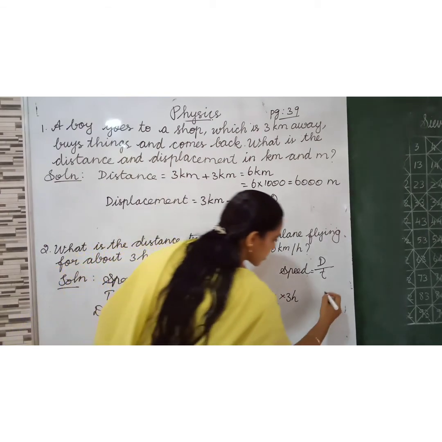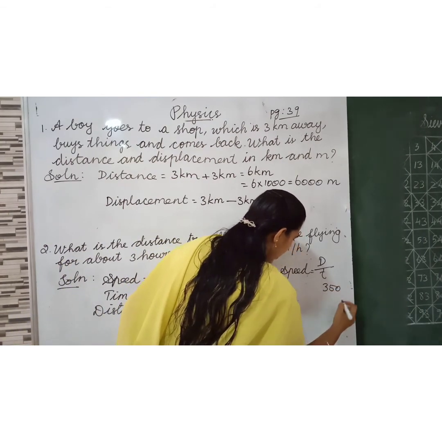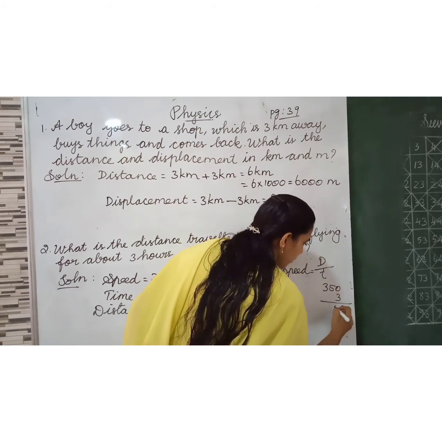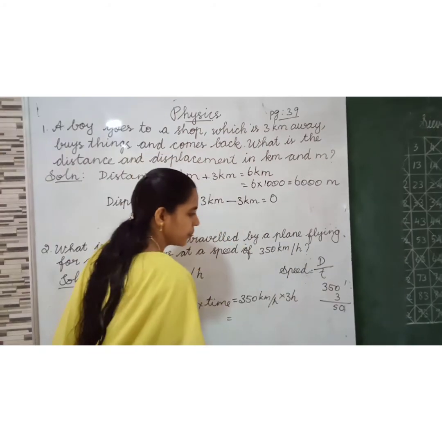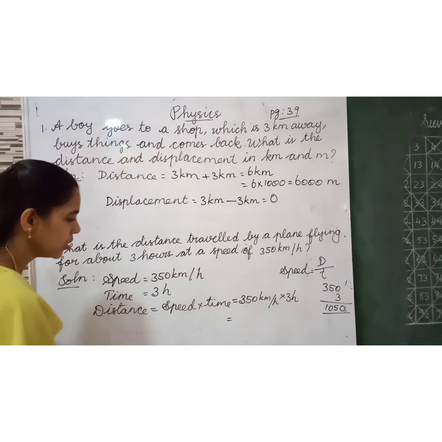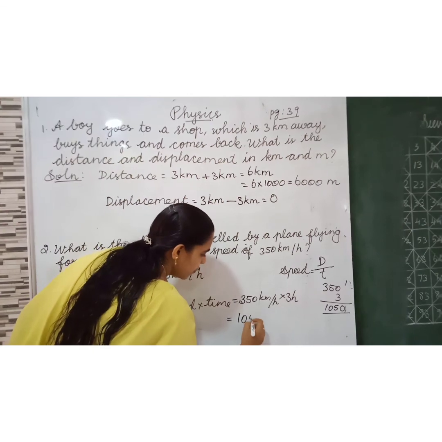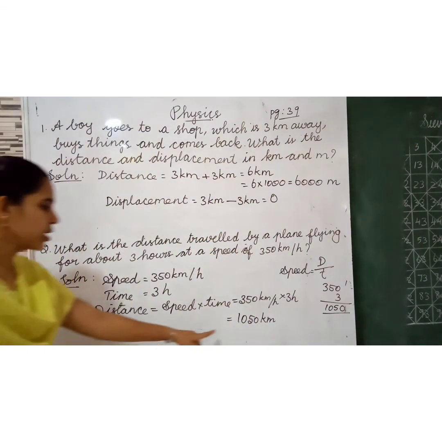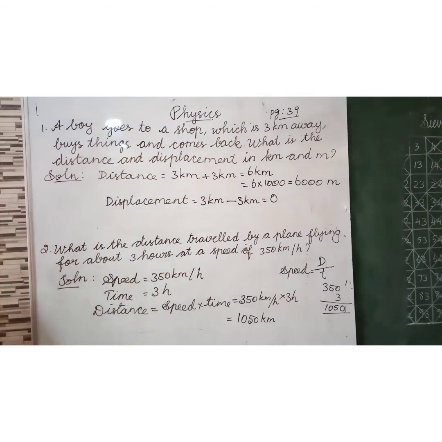We have to multiply this number. 350 into 3. 3 5s are 15, 1 balance. 3 3s are 9 plus 1 is 10. So 1050 kilometers. Distance is 1050 kilometers.